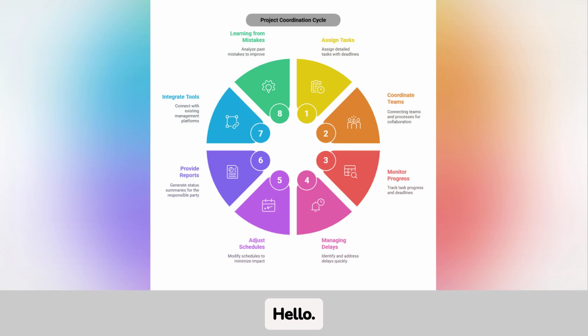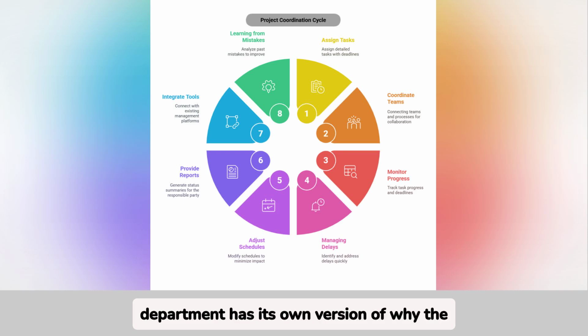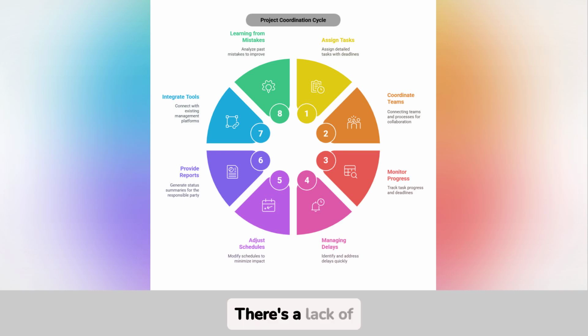Hello. Do you know what my biggest headache is? Tasks are assigned, deadlines are set, but no one follows through. And when I ask, each department has its own version of why the goal wasn't met. There's a lack of coordination. There's a need for someone to keep things in order without me having to be on top of it all the time. I feel like I'm the only one looking at the big picture.